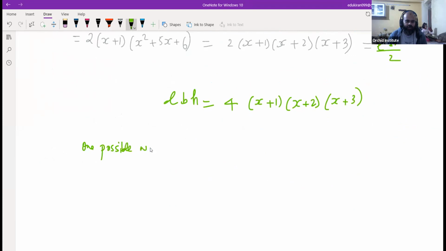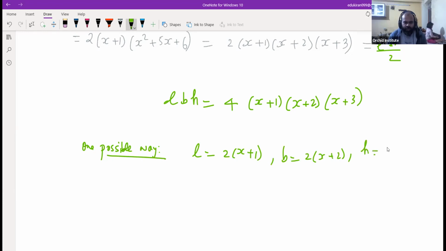I'm making one possible way: you take length L equal to 2x plus 1, you take breadth B equal to 2x plus 2. Breadth is B, and this is height, H, which is equal to x plus 3. So in this way, you can give values.